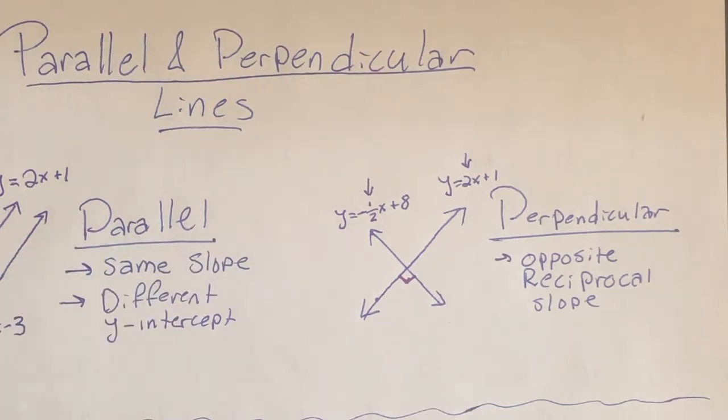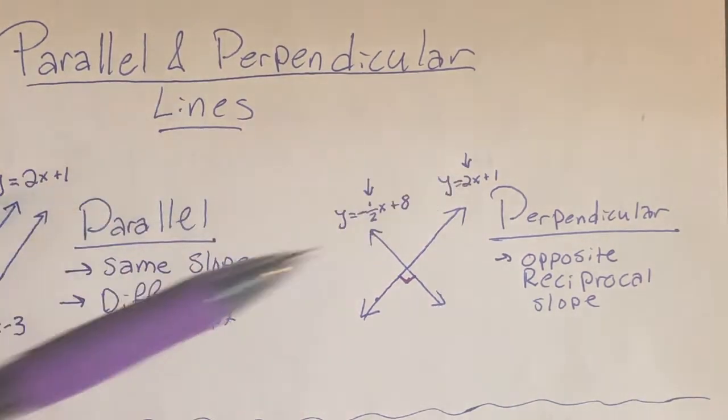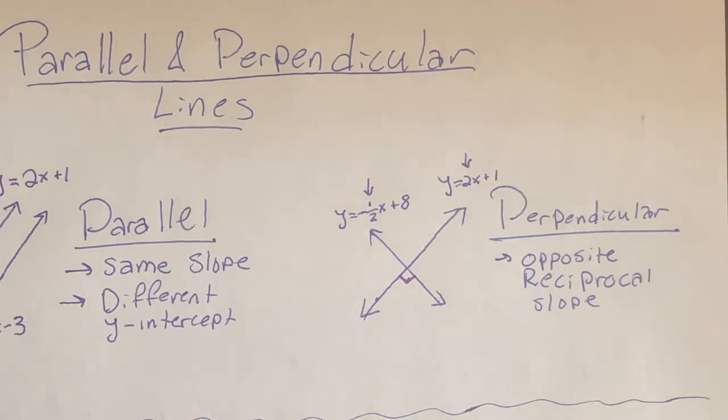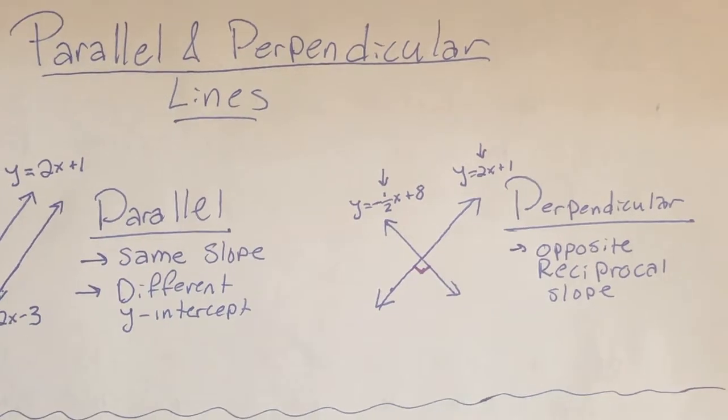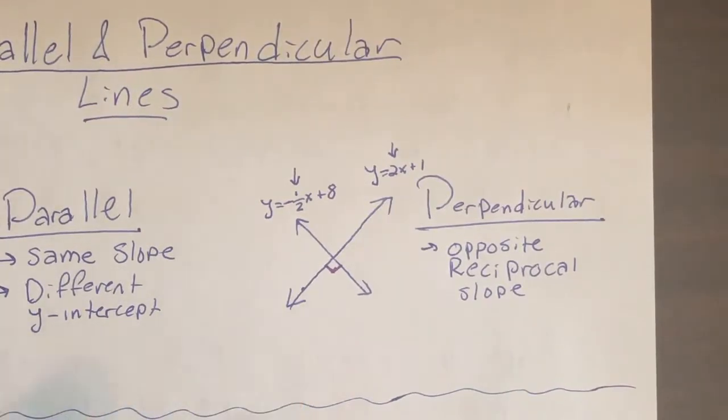I have y equals negative 1/2 x plus 8 and y equals 2x plus 1. We can see that these have opposite reciprocal slopes, and here's why. If I take 2 and I turn it into a negative, it becomes negative 2. And then if I take the reciprocal of negative 2, I get negative 1/2. So these are our two special types of lines: lines that are parallel and lines that are perpendicular. These are two very special types of relationships that you can have with lines.